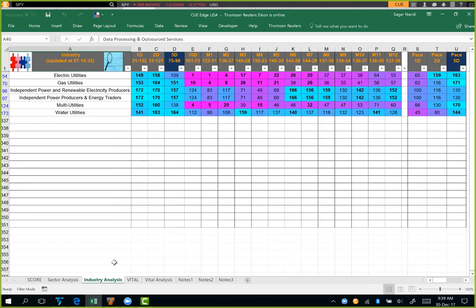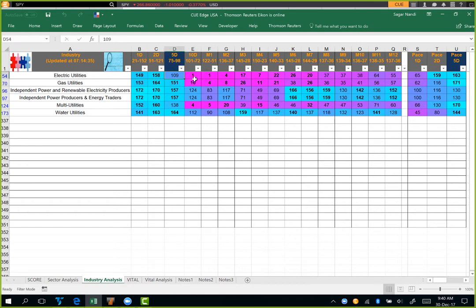That will populate all the utilities industries only in the industry analysis tab. Here we can see that several utilities industries were magenta earlier and turned cyan now. So these, like electric utilities, gas utilities and multi-utilities, may give us optimal buy opportunities. Fundamentally strong stocks that are starting to go up, just as the industries are also turning from magenta to cyan.